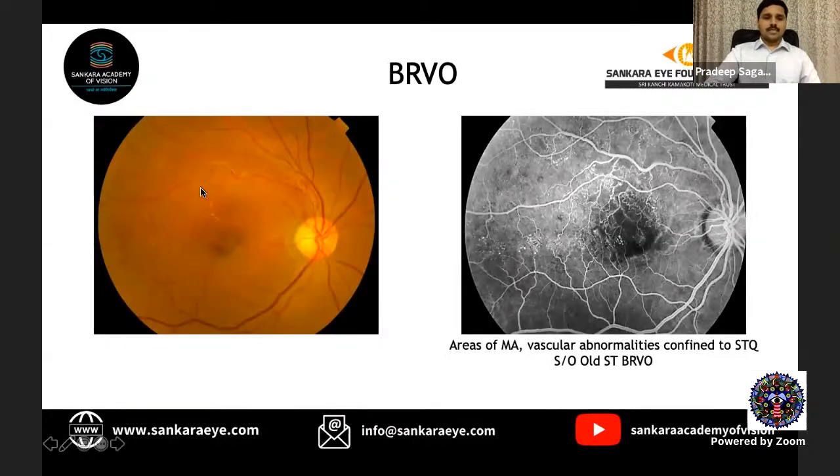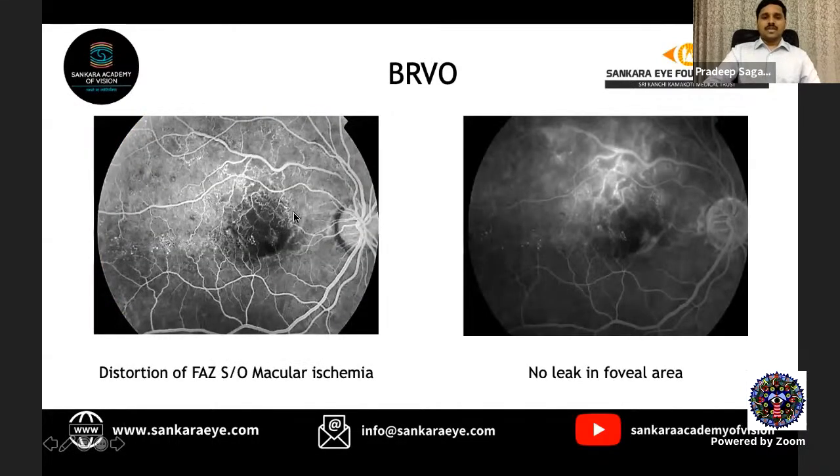Coming to another example, here we can see that there is presence of a sclerosed vein. Other than that, we see that there is an altered foveal reflex. On fluorescein angiography, we can see that there are multiple microaneurysms and vascular abnormalities which are confined to the superotemporal quadrant, which is indicative of an old superotemporal branch retinal vein occlusion. Here we can see that there is distortion of the foveal avascular zone, suggestive of macular ischemia.